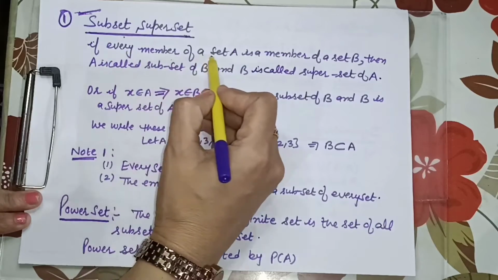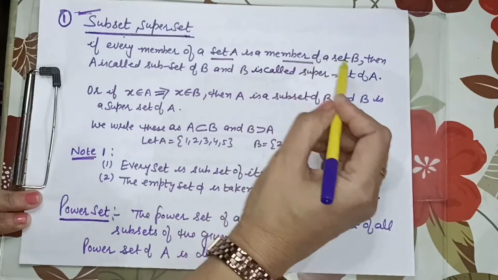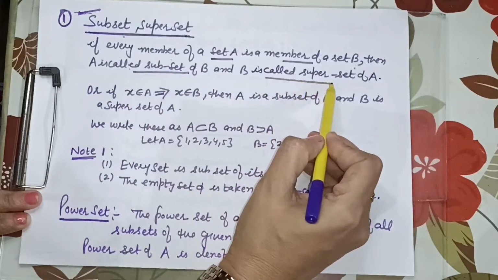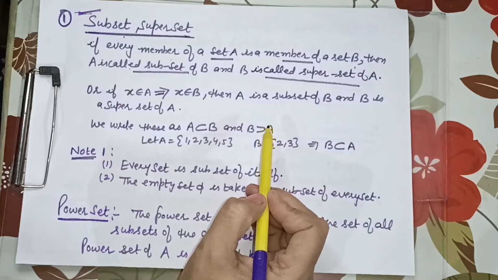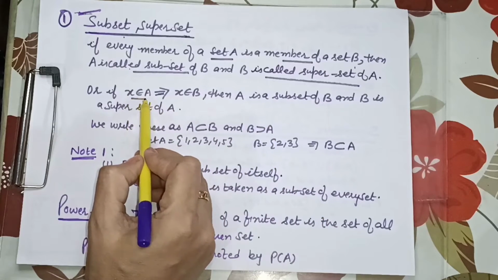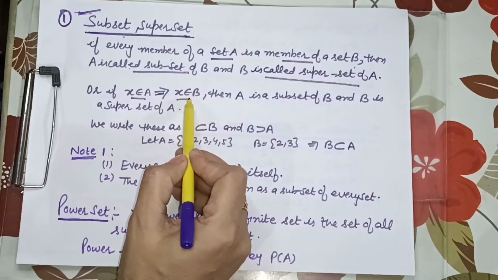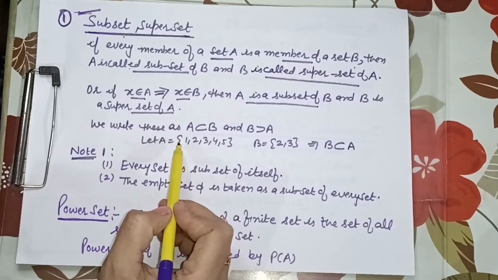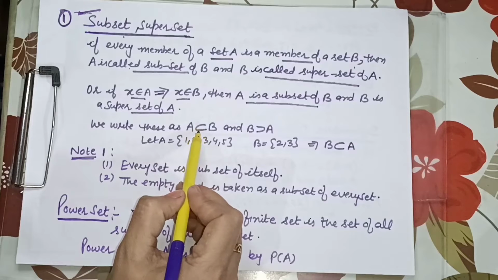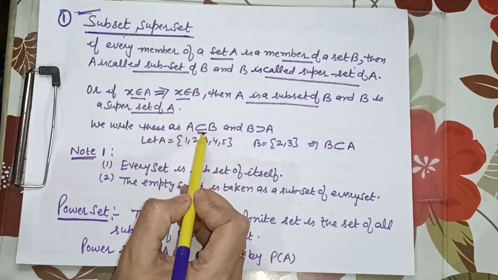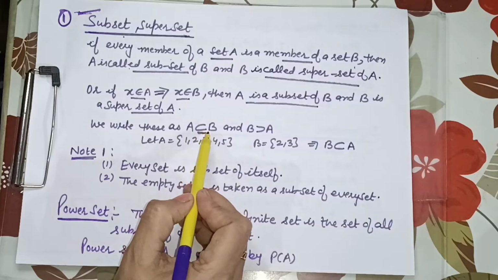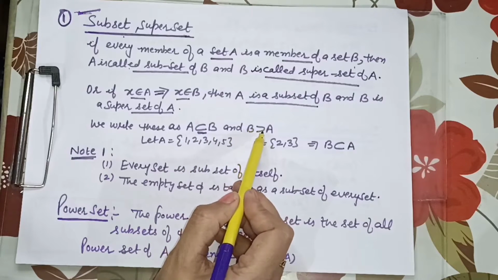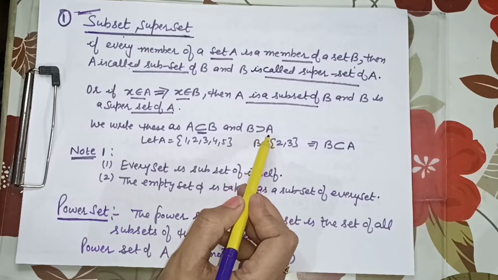Subset. If every element of a set A is a member of set B, then A is called a subset of B, and B is called a superset of A. Or if x belongs to A, this implies x also belongs to B, then A is a subset of B and B is a superset of A. And we denote the subset by this symbol. This is the symbol we use to represent A is a subset of B, and we can also write B is a superset of A. We can say A is a subset of B.